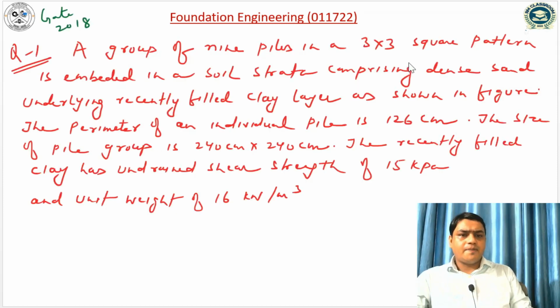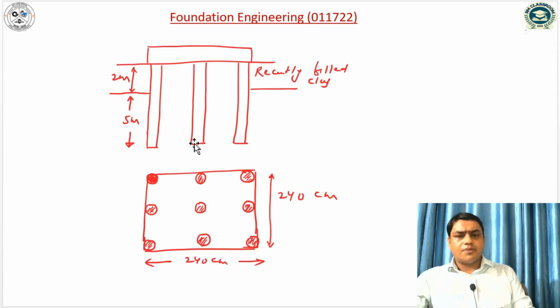A group of 9 piles in a 3 by 3 square pattern is embedded in a soil strata comprising dense sand underlying recently filled clay layer, as shown in the figure. The perimeter of an individual pile is 126 centimeters and the size of the pile group is 240 centimeter by 240 centimeter. The recently filled clay has undrained strength of 50 kilopascal and unit weight is 16 kilonewton per meter cube. And this is the arrangement of piles given.